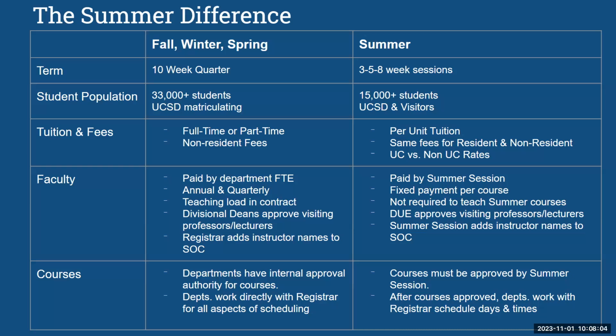The Dean of Undergrad Education approves any visiting professors and lecturers. So it's not going through your divisional dean's office. It's coming through summer session and the Dean of Undergrad Education. And then summer session is paying and we're overseeing when appointments are approved. Summer session adds the names to the schedule of classes in the summer.